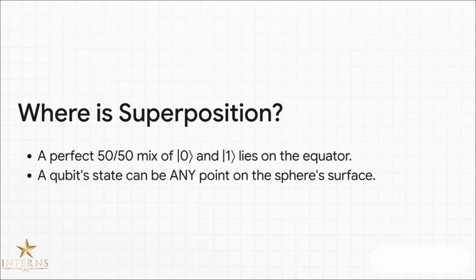That's it. So where's our spinning coin? Where's that perfect 50-50 mix of 0 and 1? Well, that lives anywhere on the equator of the sphere. But here's the really cool part. It's not just the poles and the equator. Any point on the entire surface of that sphere is a possible state for the qubit. That's the real power here, an infinite number of possibilities all contained in one tiny particle.